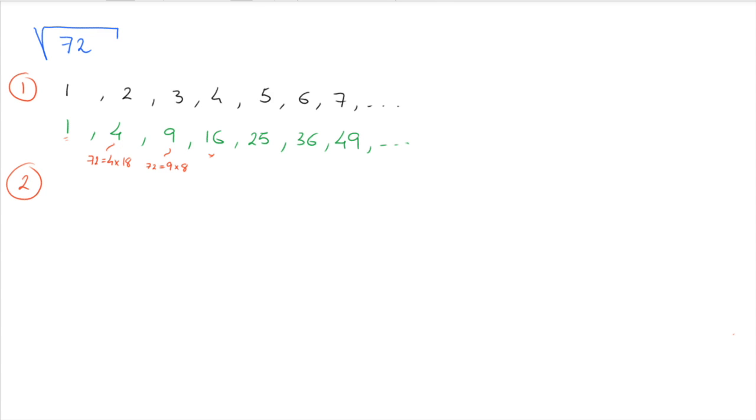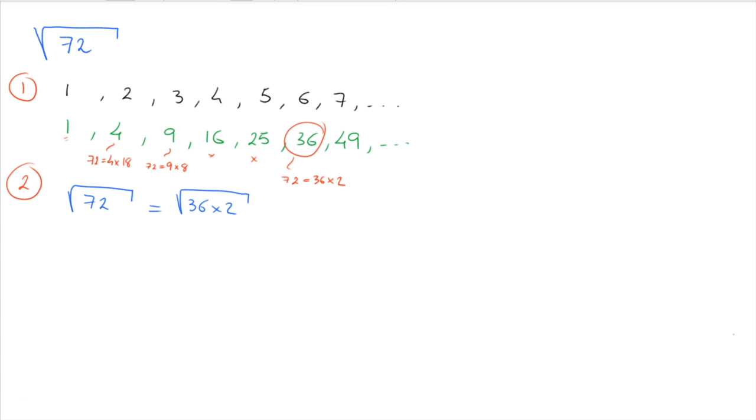16 isn't a factor, 25 isn't a factor, but you may have noticed already, 36 is definitely a factor. Indeed, we can write 72 equals 36 times 2. And that's the largest factor we'll find of 72 inside this list of square numbers. So we can go right ahead now and write that in step 2, we have the square root of 72 equals the square root of 36 times 2.